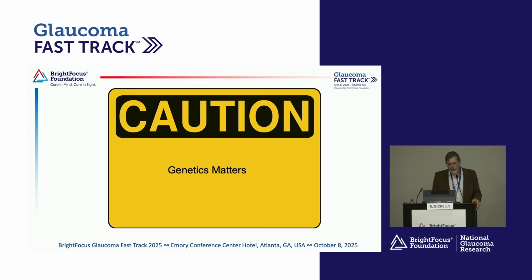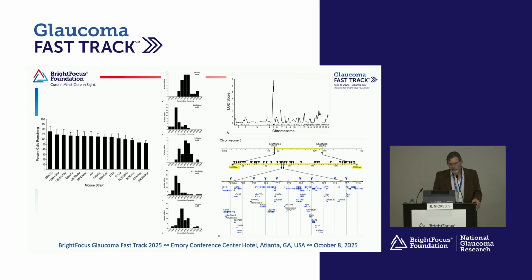Okay, caution flag number 2, genetics matters. So here's some data, and on this graph, this is an experiment that we did using optic nerve crush on 15 different inbred lines of mice. And what we found was that there were mice that were more susceptible and mice that were less susceptible to the crush protocol. In fact, it was so predictable that in this experiment, we used 10 mice in each group. And here, we use about 30 mice in each group.